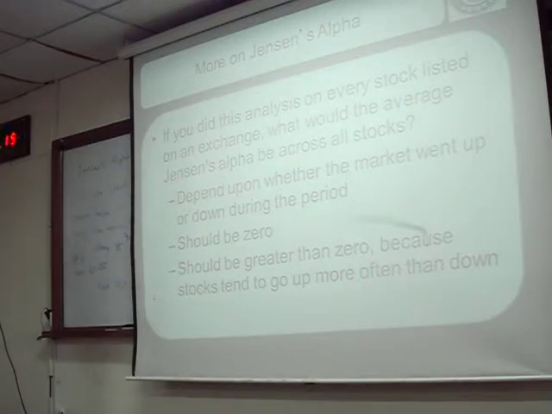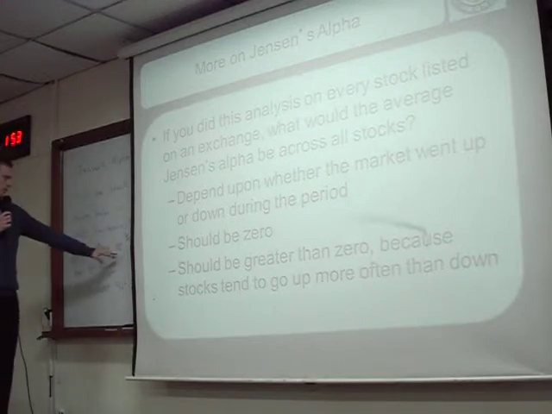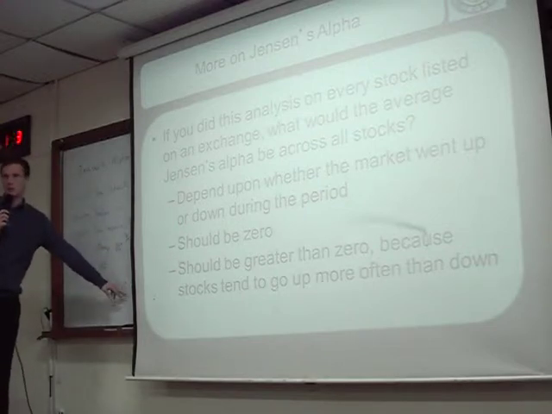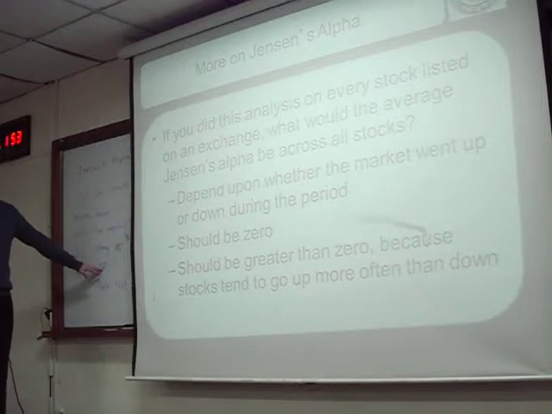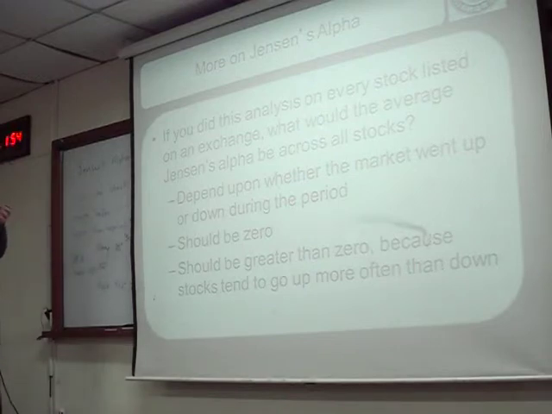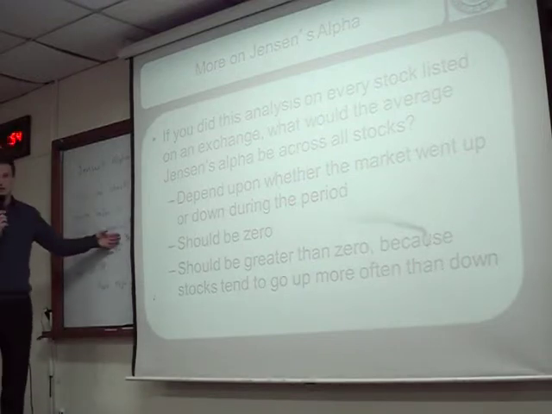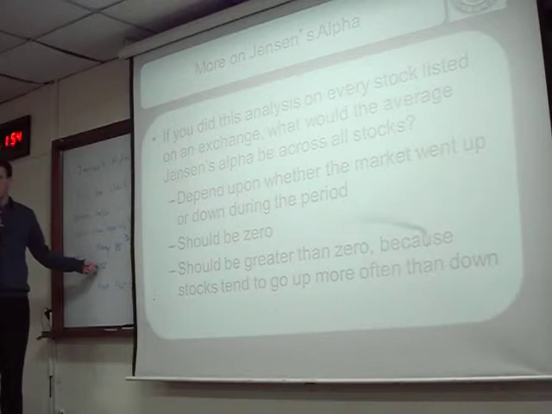Disney did better than we expected, and Apple did better than we expected, but they didn't do better than the market, the average of the market. Okay? So Jensen's alpha is just telling us relatively how they did. So if the market goes up a lot and your stock goes up a lot, you didn't do relatively that well, right?